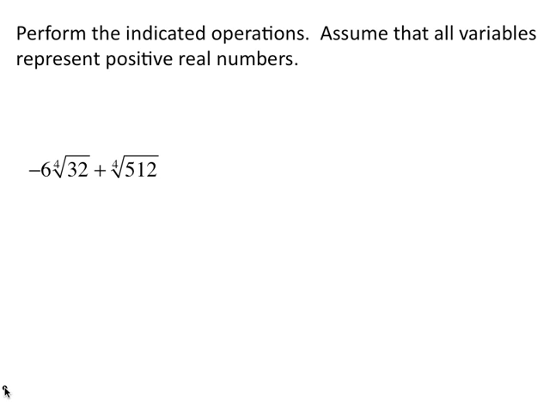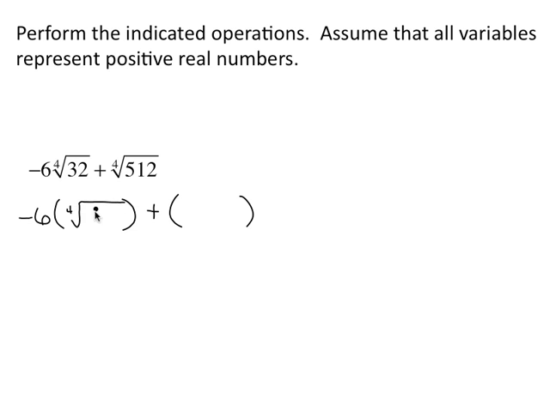Perform the indicated operations. Assume that all variables represent positive real numbers. I'm going to begin this problem by separating this part. We have -6 times the fourth root of 32 plus, and then I need to simplify the fourth root of 512.